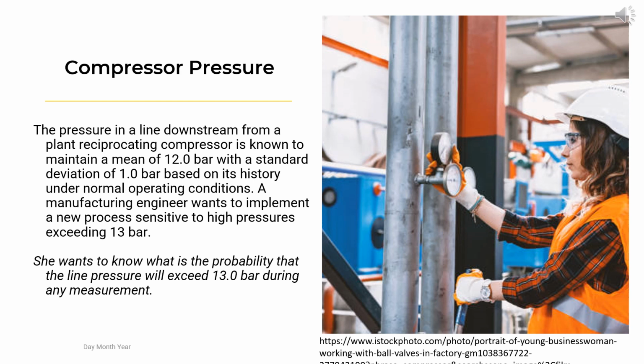Let's take a look at another industry example, a compressor problem. The pressure in a line downstream from a plant reciprocating compressor is known to maintain a mean value of 12.0 bars. It has a standard deviation of 1.0 bar based on its history under normal operating conditions. A manufacturing engineer wants to implement a new process sensitive to high pressures exceeding 13 bar. She wants to know what is the probability that the line pressure will exceed 13.0 bars during any measurement.